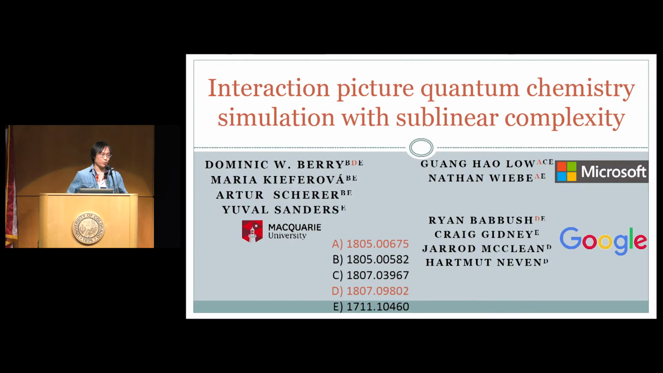So in the first part, we will introduce a new simulation algorithm based on something called the interaction picture, and then apply this to improving the quantum simulation of chemistry in second quantization. In the second part, Dominic will talk about applying this method to getting really nice results in first quantization for chemistry. So why should we care about quantum simulation?